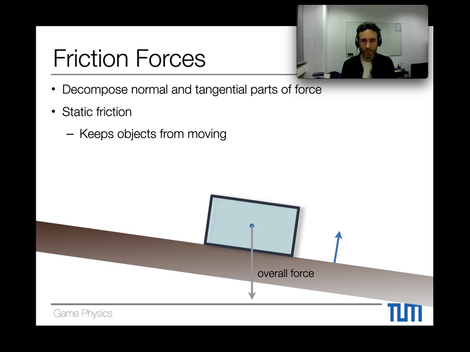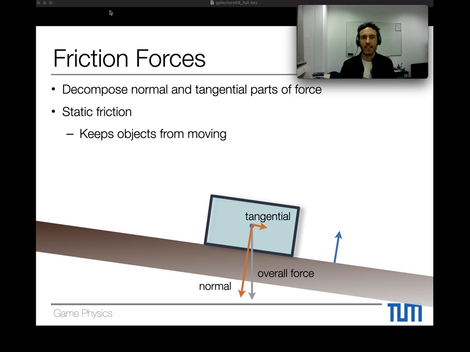But if we now look at this little box on the plane, due to its gravity there's an overall force pushing down, and this we can decompose into the normal direction and some tangential part. Due to gravity being fixed in terms of direction, we will always see a larger and larger tangential part if I increase the inclination of the plane.